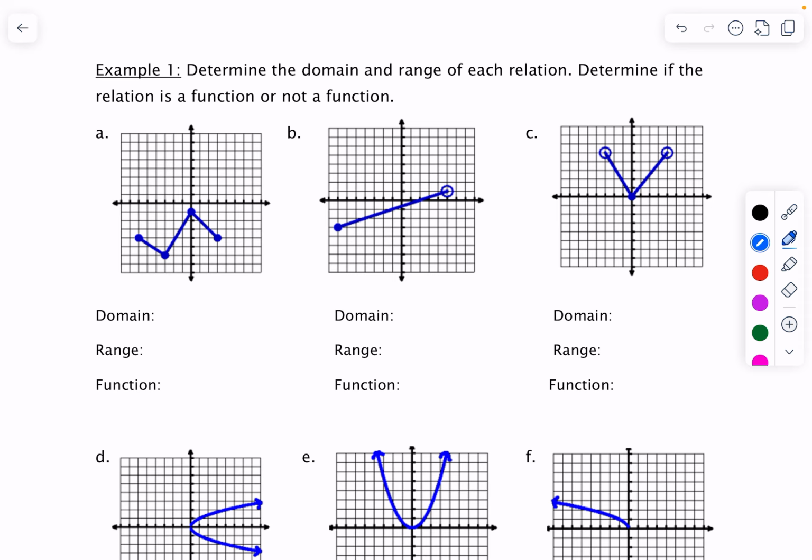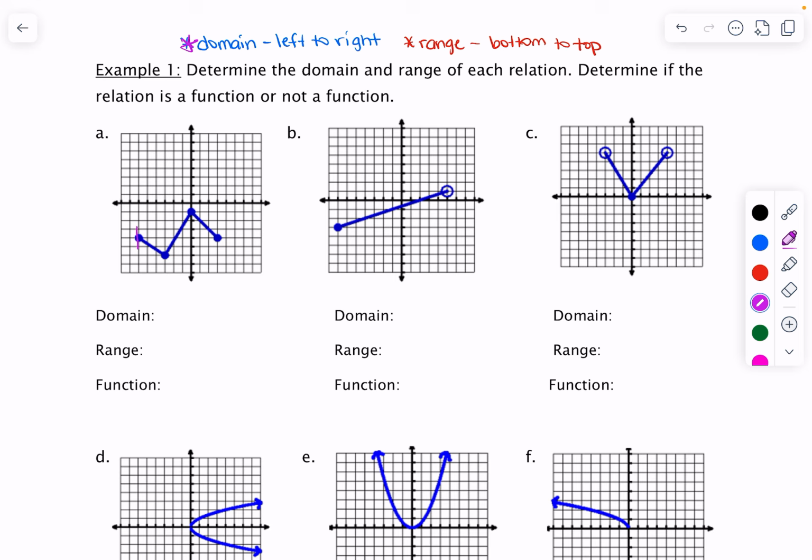So remembering that domain is left to right, and range is bottom to top. Keep repeating that to yourself to memorize it. So my domain, I'm actually going to use purple for domain. So the purple color I use is domain.